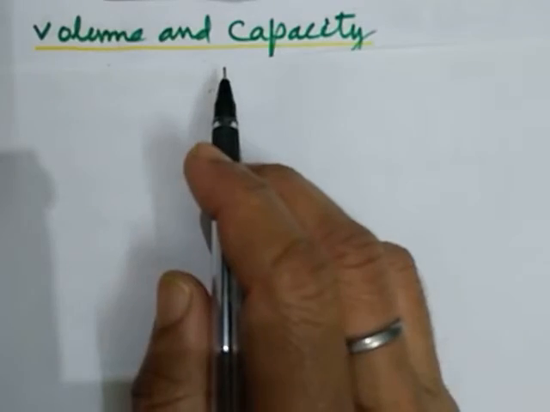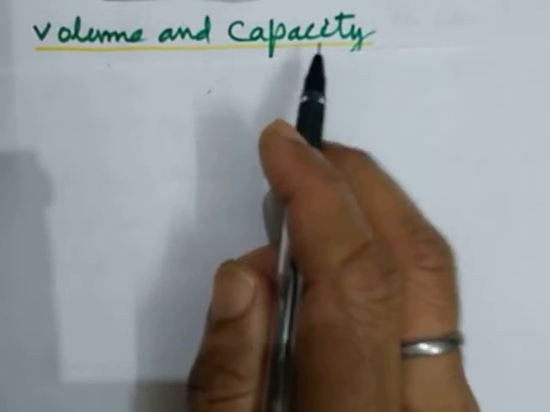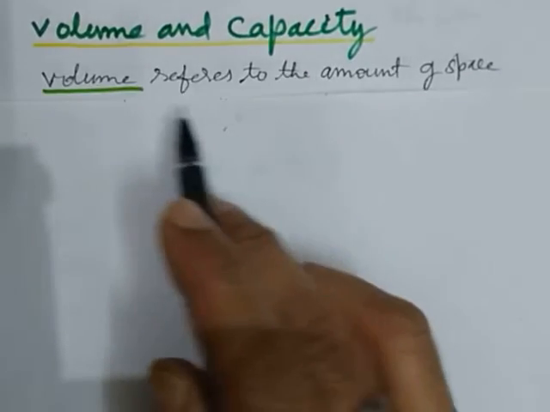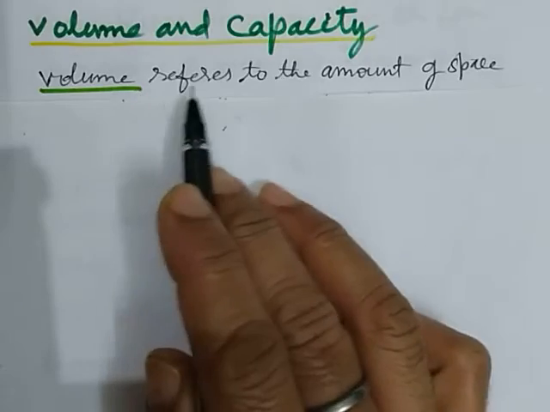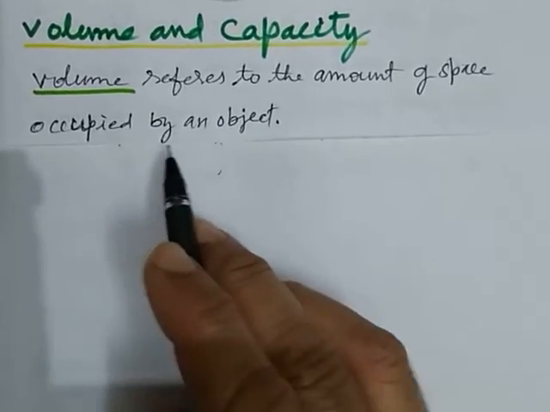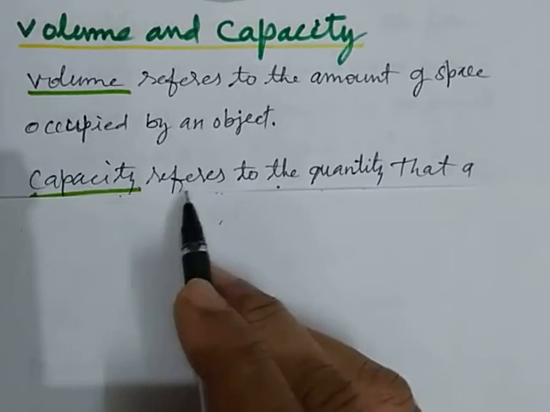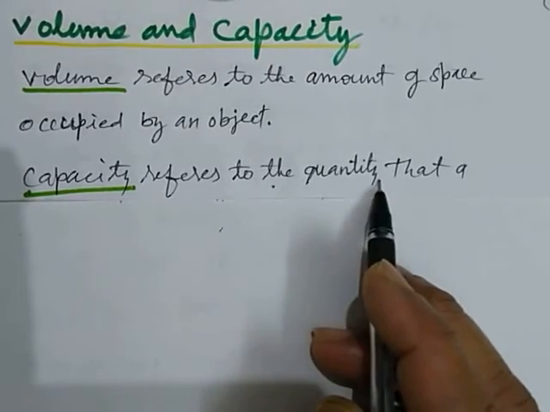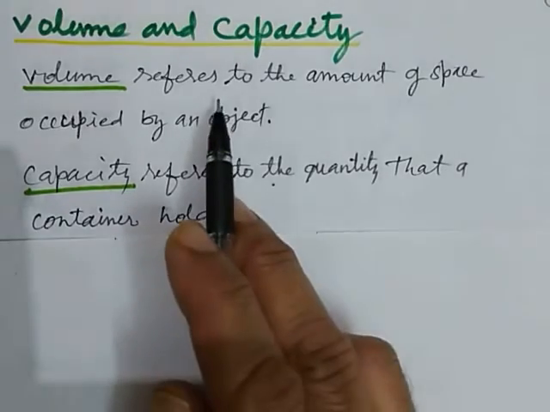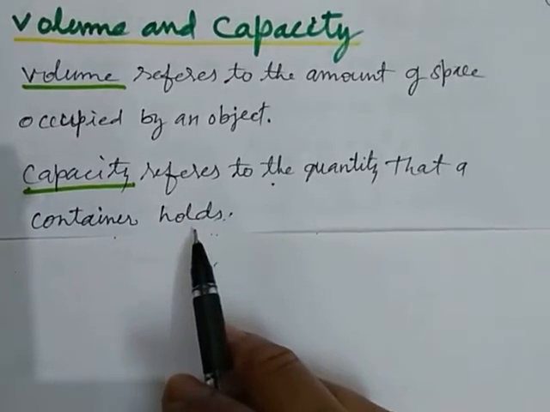Okay. Now we learn volume and capacity. What is the main difference between volume and capacity? First we learn volume. Volume refers to the amount of space occupied by an object. But capacity refers to the quantity that a container holds. That means volume is space and capacity is in the form of quantity. This is the main difference.